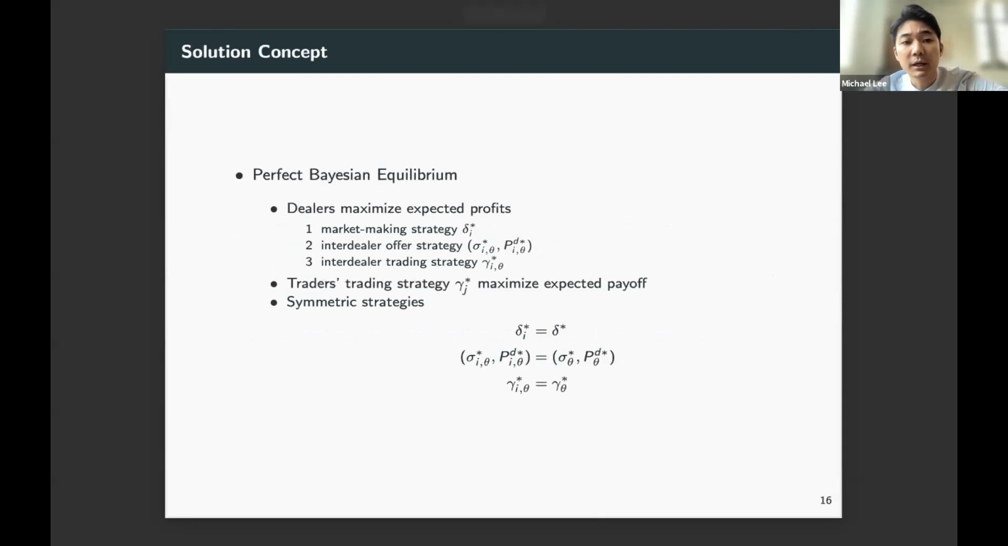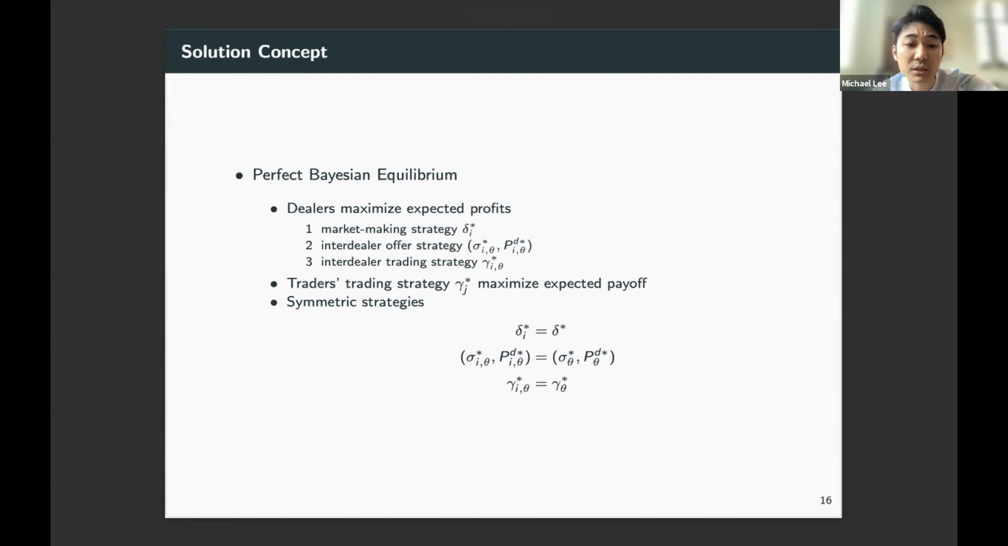So here the solution concept is perfect Bayesian. Dealers are maximizing their expected profits. This means that they're choosing their market making strategy. They're choosing their interdealer trading strategy, which includes the offer strategy when they're an offering dealer and the acceptance strategy when they're a receiving dealer. Now, traders here are maximizing their expected payoffs given their private valuations. It's very simple, and I've already covered that.